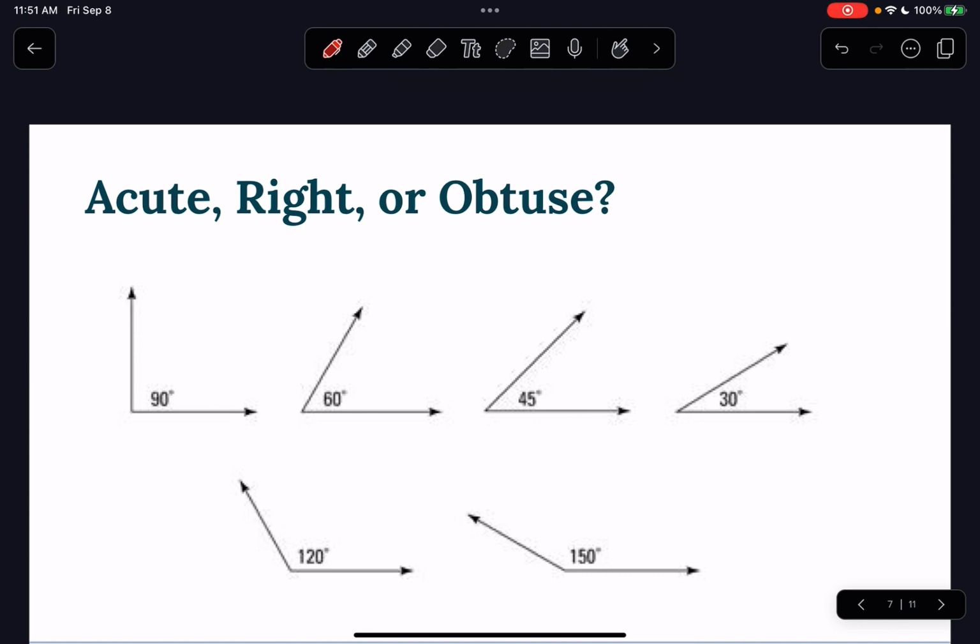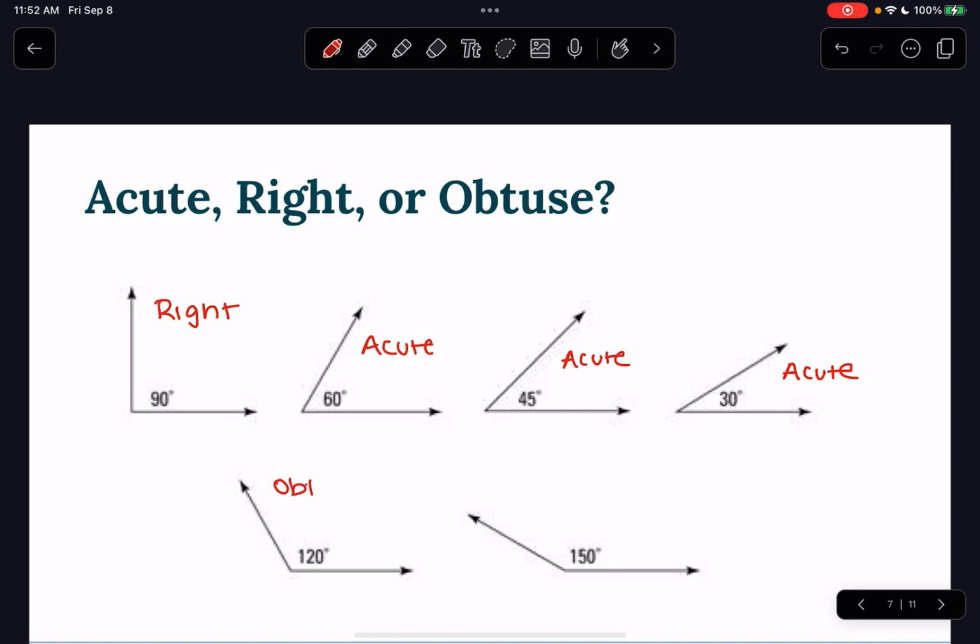So let's label these. Our first one is 90 degrees, so we know that it is a right angle. If it's 90, it is always right. 60 degrees is less than 90, so that is going to be acute. Same thing with 45 degrees and 30 degrees. Those numbers are all less than 90 degrees.